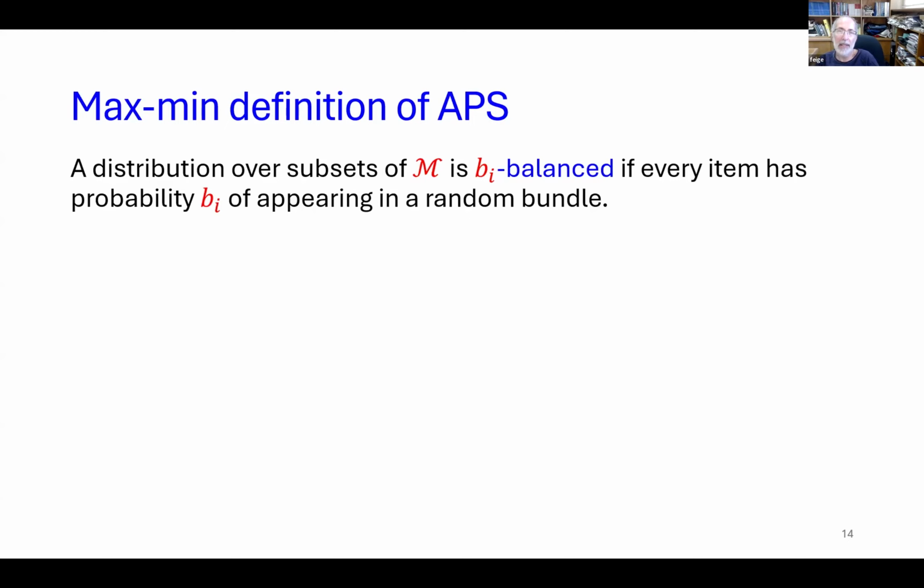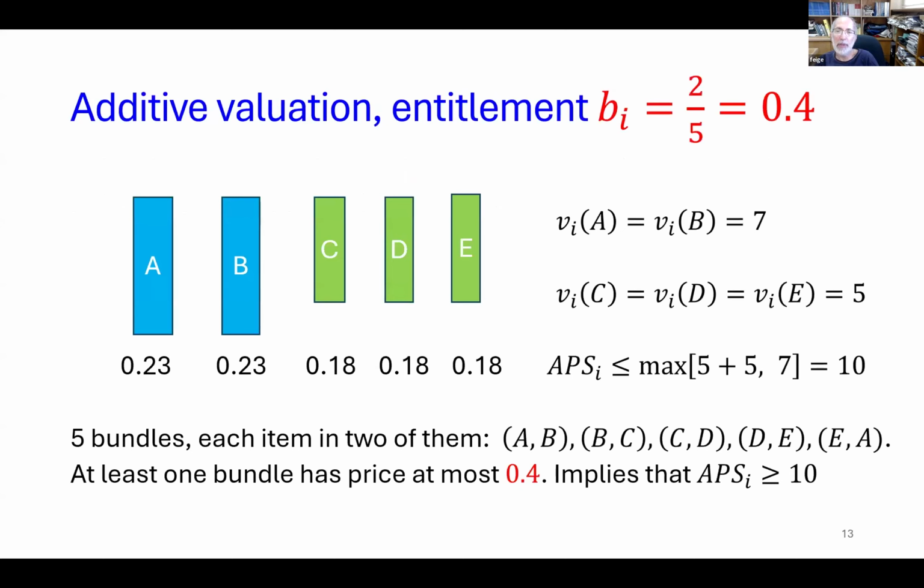As an example, in the previous example, when I had these 5 bundles A, B, B, C, C, D, and so on, if I give each one of these bundles probability 1/5, then since each item is exactly in 2 bundles, each item would be selected with probability exactly 2/5, which is b_i. So this distribution would be b_i balanced.